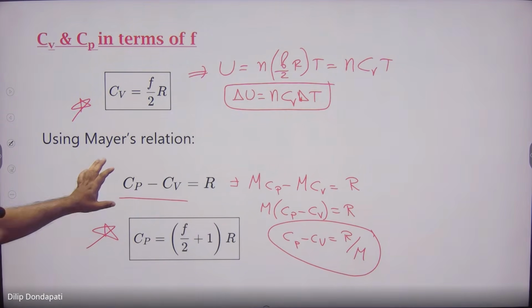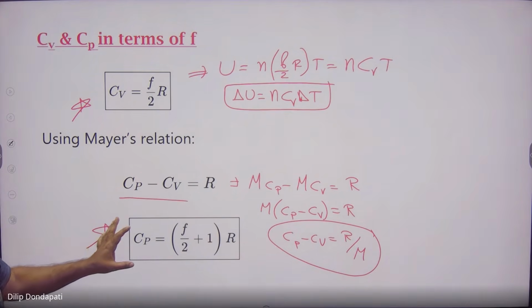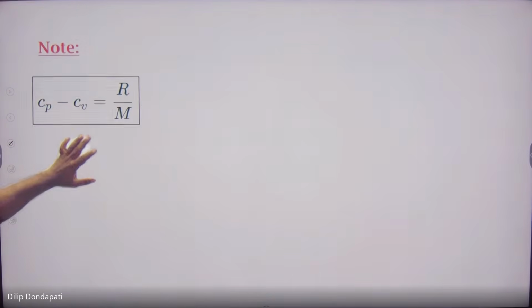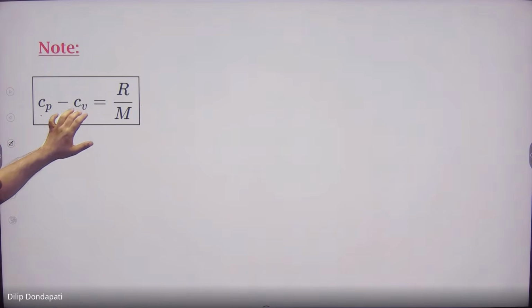Our intention is to get the capital C only. We want capital C, the molar specific heat capacities. Small c we already studied in thermal properties of matter. So cp minus cv is R by m, as we did. And the molar mass should be in kgs. So m is the molecular weight of that gas. Small cp minus small cv is nothing but R by M.